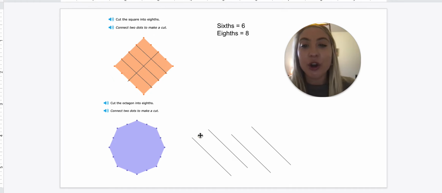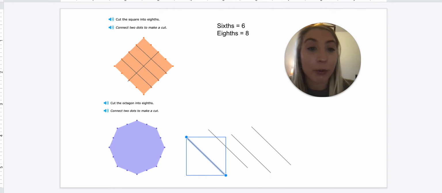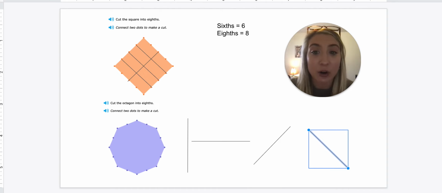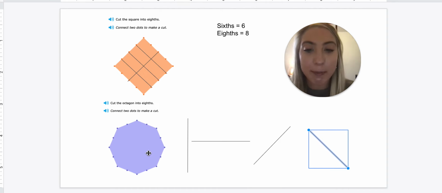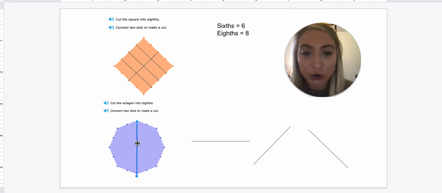So now we want to cut our octagon into 8 equal parts as well. We're cutting it into 8ths. So before we get intimidated, I know an octagon has a lot of sides, but the first thing I'm going to do is cut it right down the middle. So I just cut it into 2 equal parts.